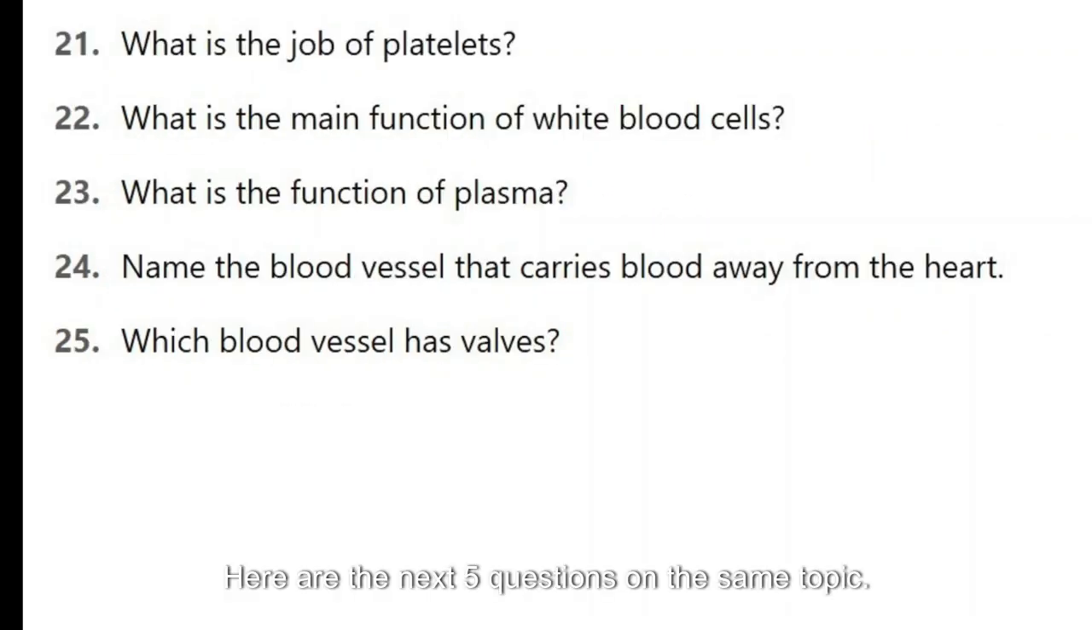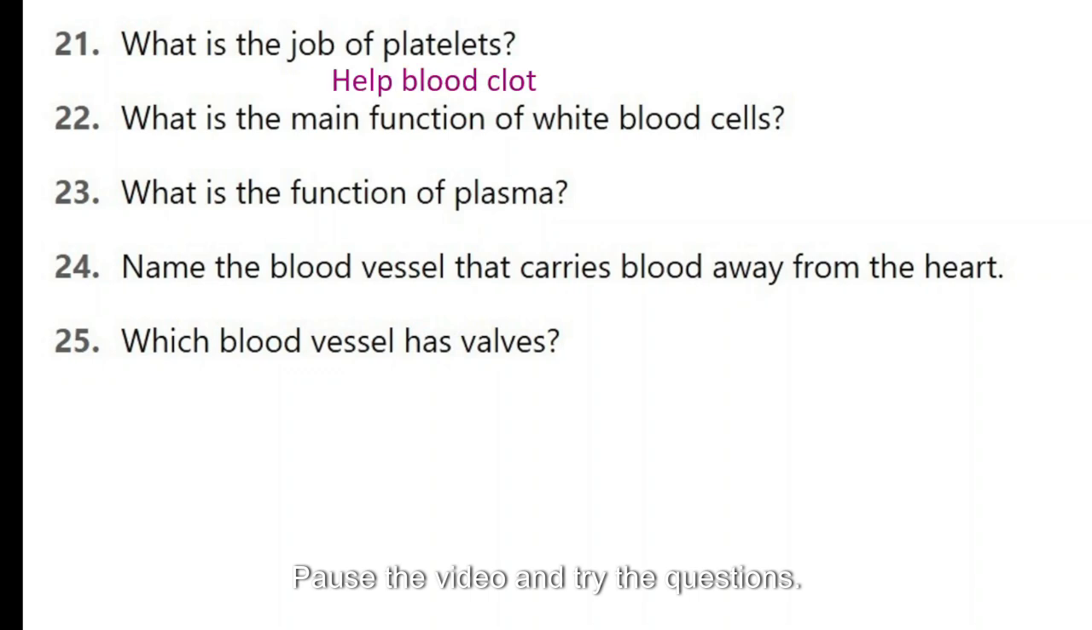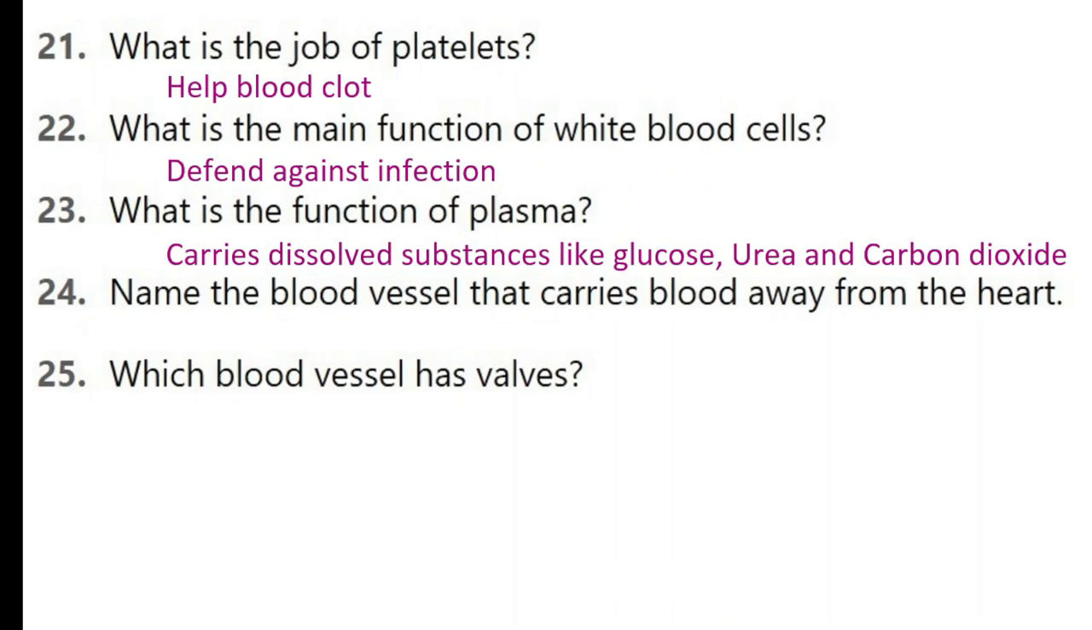Here are the next 5 questions on the same topic. Pause the video and try the questions. The job of platelets is to help the blood to clot at a wound. What is the main function of white blood cells? White blood cells defend against infection. The function of plasma is to carry dissolved substances like glucose, urea, carbon dioxide, and also distribution of heat.